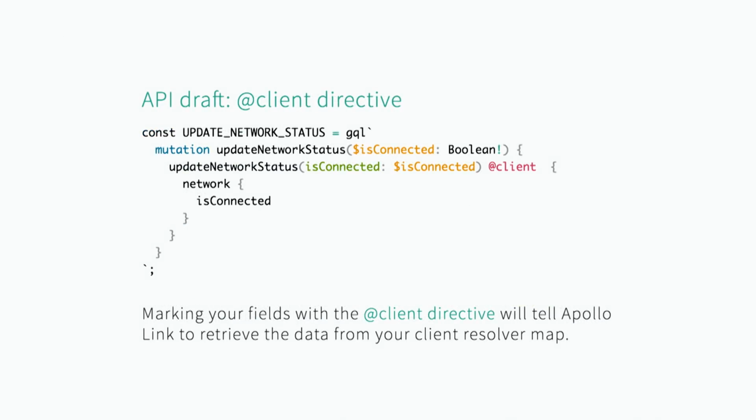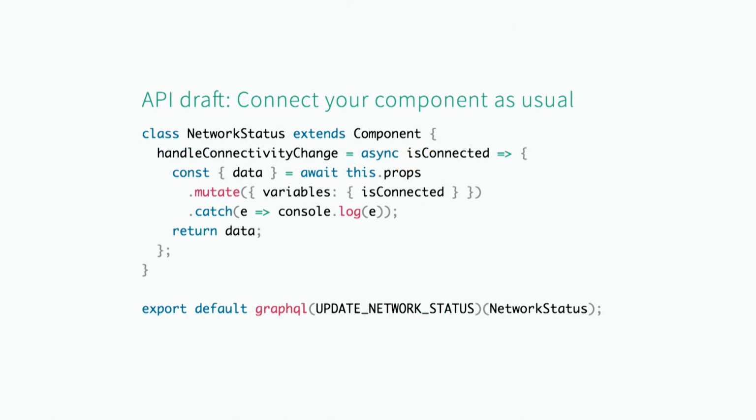In order to tell Apollo client to retrieve the data using your resolver map, you will need to annotate client-side only fields with the client directive, which is what you see here on update network status in red. And then from there, you just connect your component as usual and let Apollo client take care of the rest.